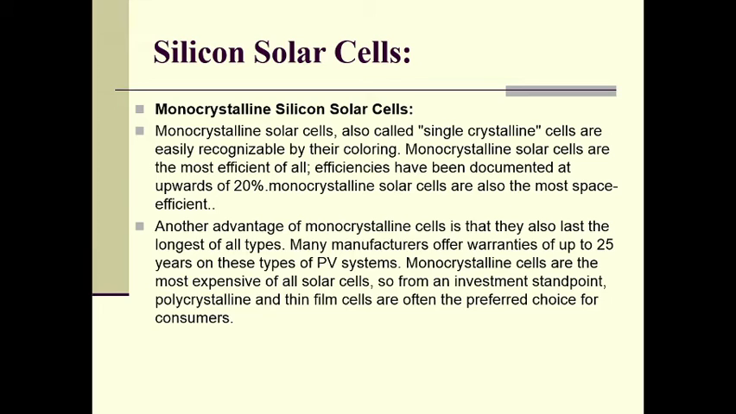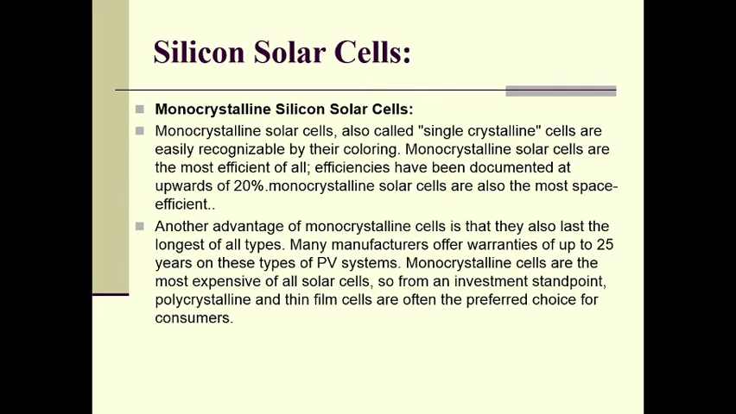Another advantage of monocrystalline cells is that they also last the longest of all types. Many manufacturers offer warranties of up to 25 years on these types of PV systems. Monocrystalline cells are the most expensive of all solar cells. So from an investment standpoint, polycrystalline and thin film cells are often the preferred choice of consumers, right? Because of their high cost, monocrystalline solar cells are less used.